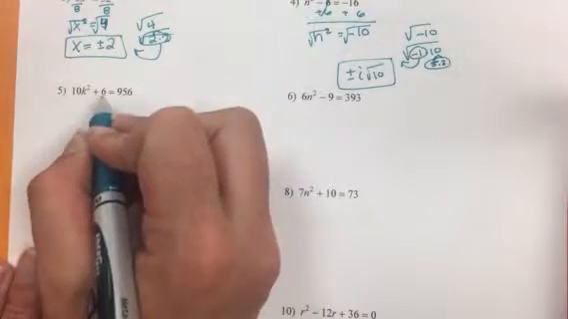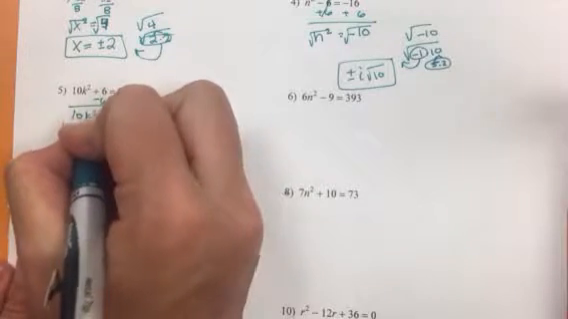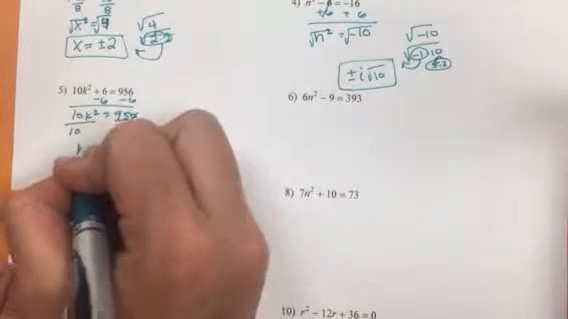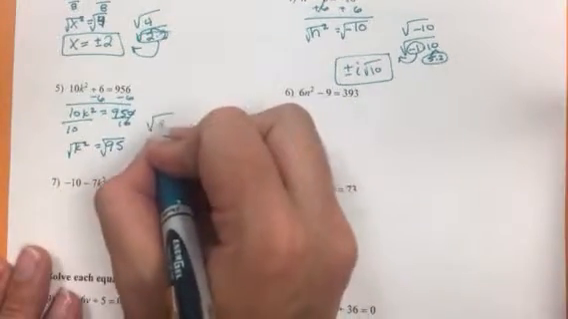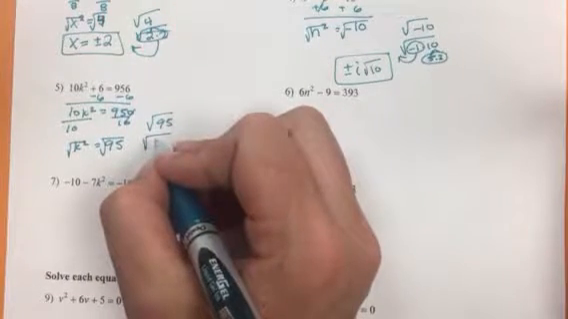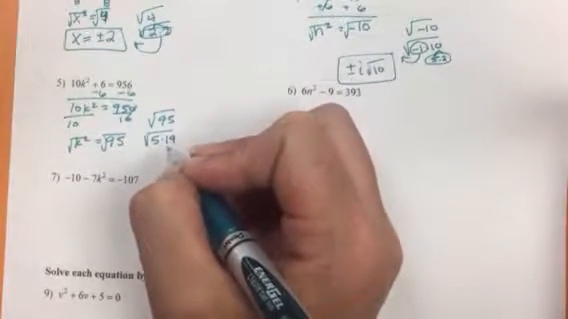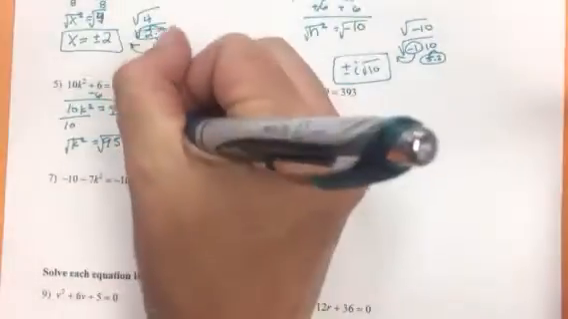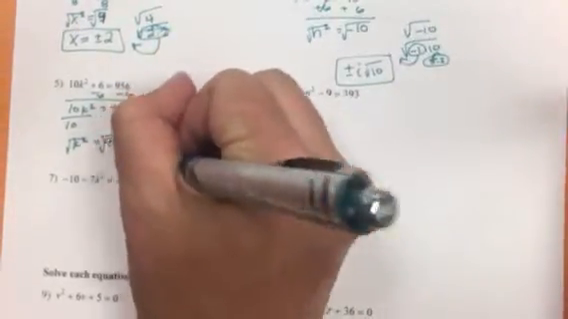We have 10k squared plus 6. I want to get k squared by itself, so I minus the 6. 10k squared equals 950. Divide by 10, and k squared equals 95. Square root to get rid of the power. And we get, let's see, 95 divided by 5 is 19. And then 19 can't break down. 5 can't break down. So we are done. Yeah, it just stays plus or minus root 95.